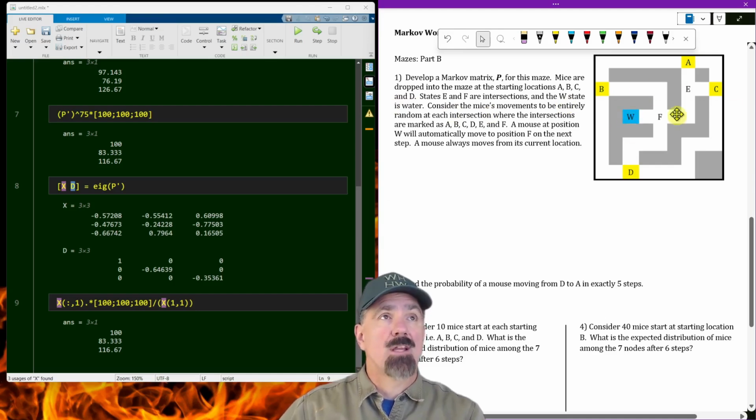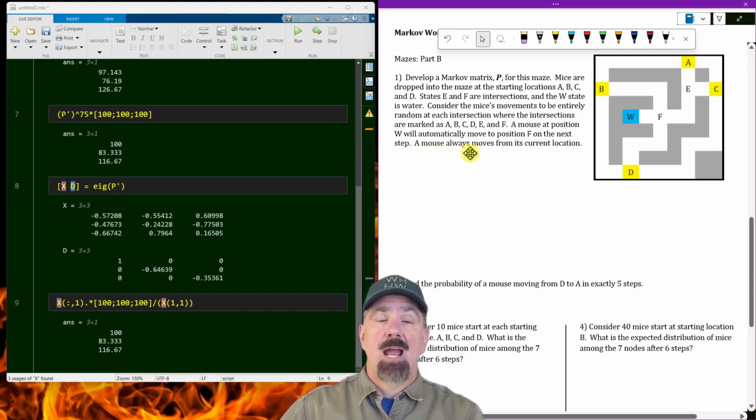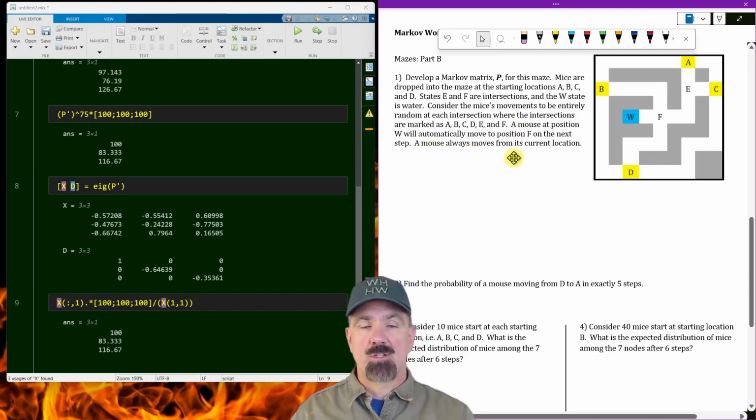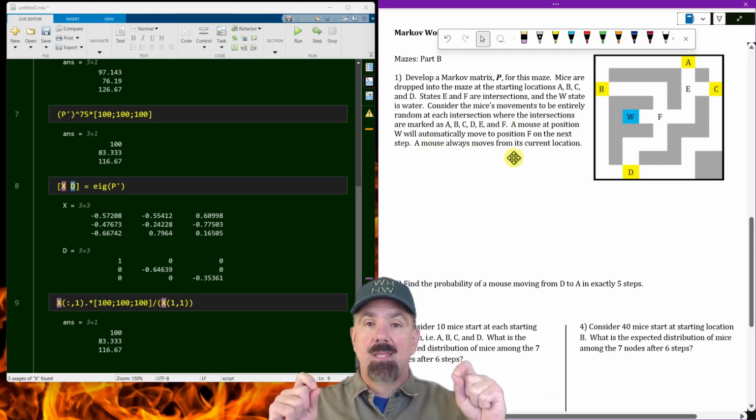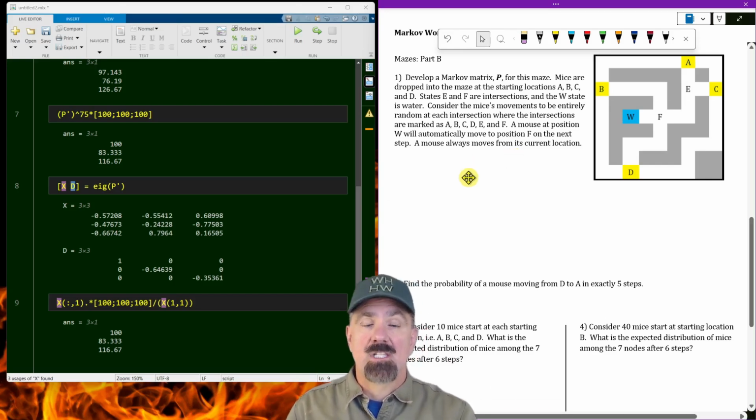So the mice are working their way into the water, and once they get to the water, they're going to leave again. So consider the mice's movement to be entirely random at each intersection, where the intersections are marked A through F. A mouse at position W will automatically move to F on the next step. And then it says a mouse will always move from its current location. So again, the probability of a mouse at A staying at A is equal to 0.